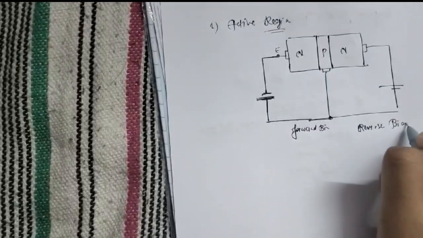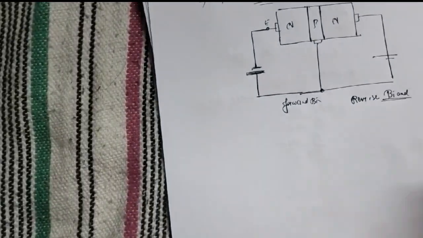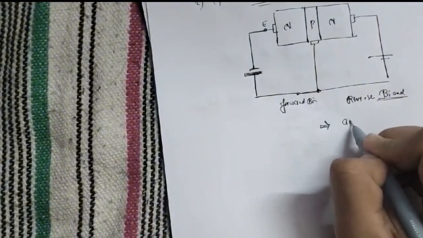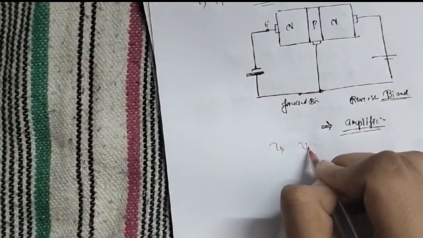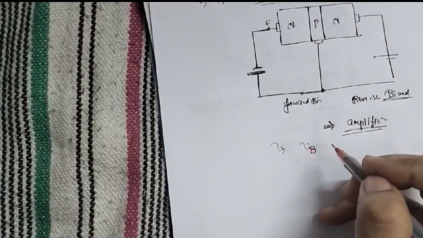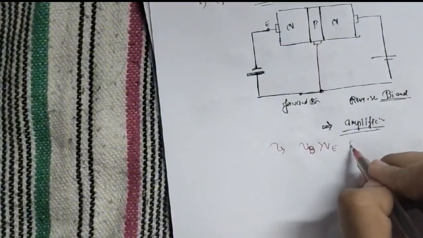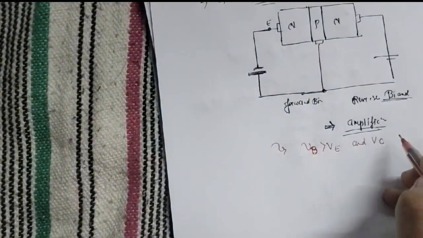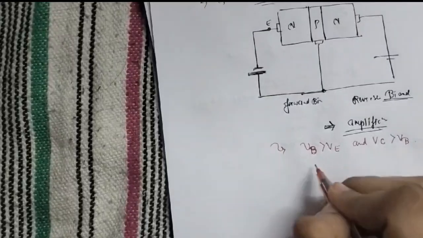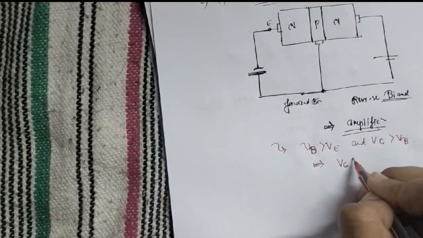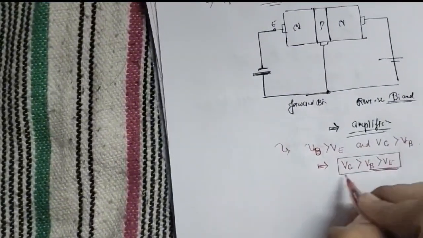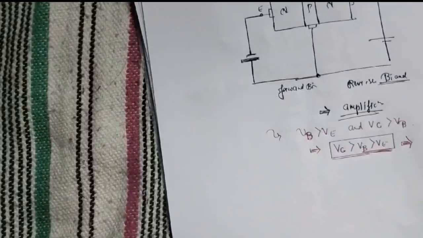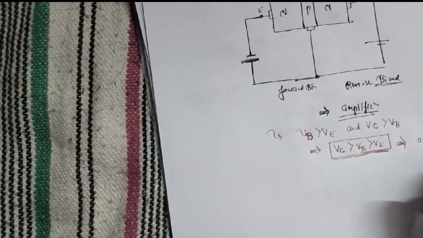If you apply the biasing in this way, we will get amplification. So here we can have voltage at base terminal greater than voltage at emitter terminal, and voltage at collector terminal should be greater than voltage at base terminal. So we can write voltage at collector greater than voltage at base greater than voltage at emitter. So this is the biasing condition for operating this transistor in active region, for amplification.